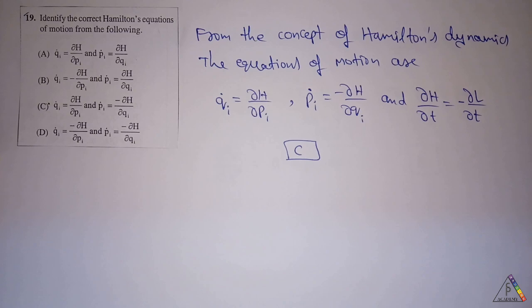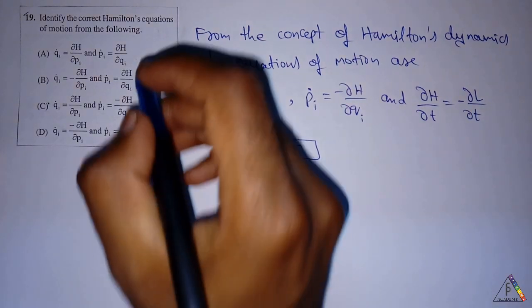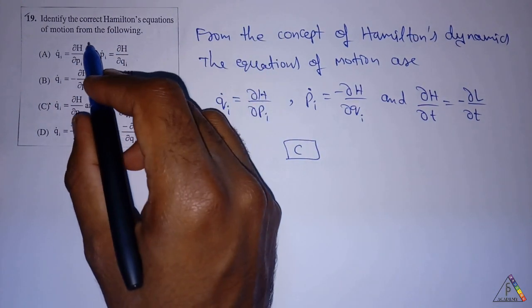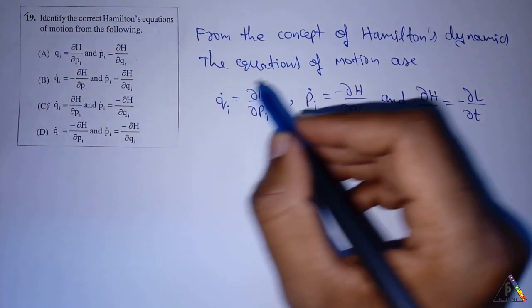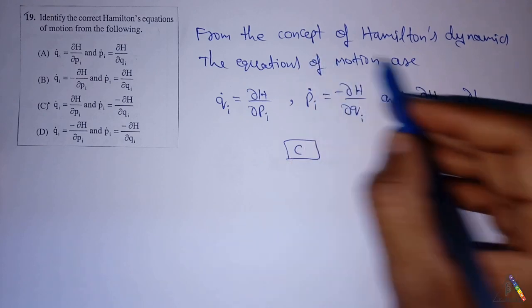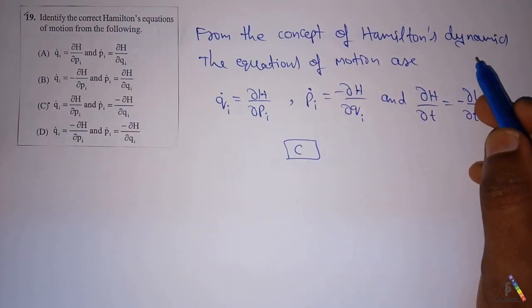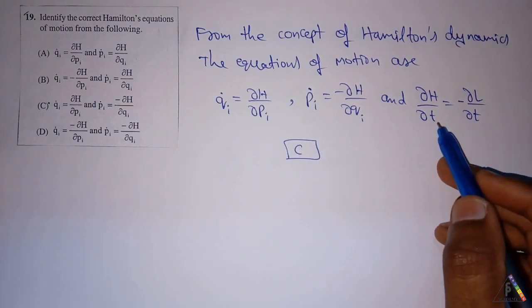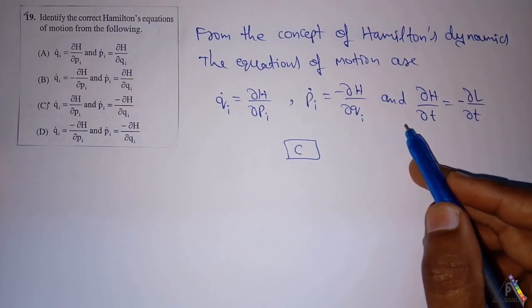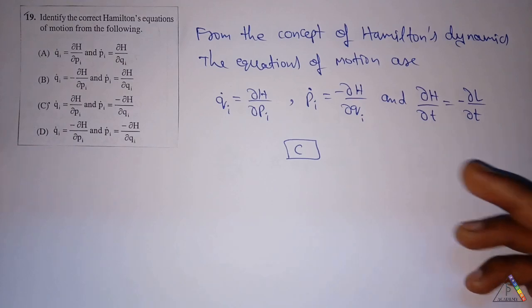Next question is, identify the correct Hamiltonian equations of motion from the following options. We know that from the concept of Hamilton's dynamics, the equations of motion are these. Therefore, by comparing, for this question the answer is C option.